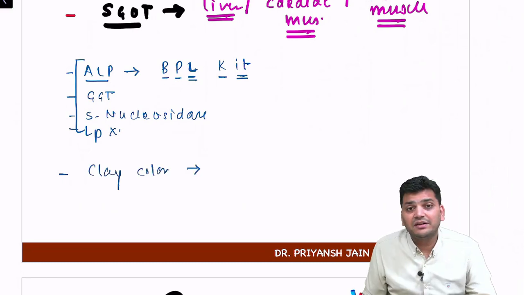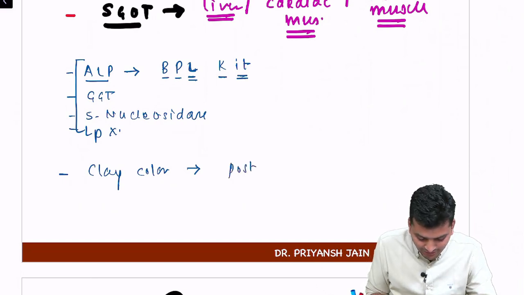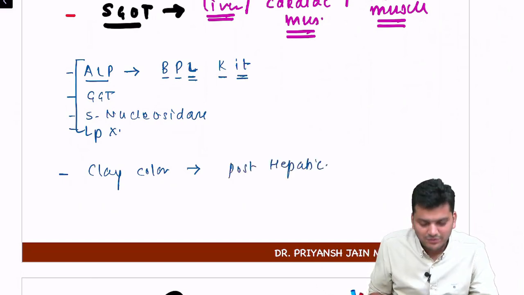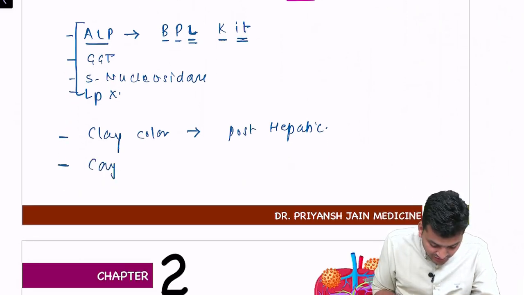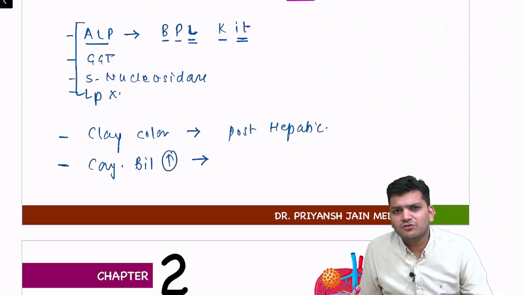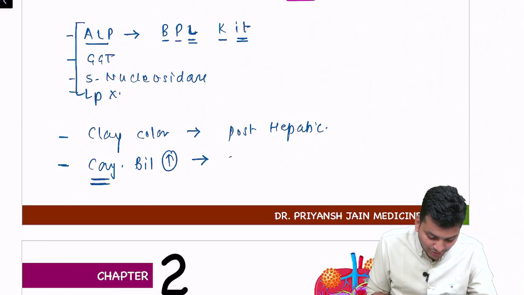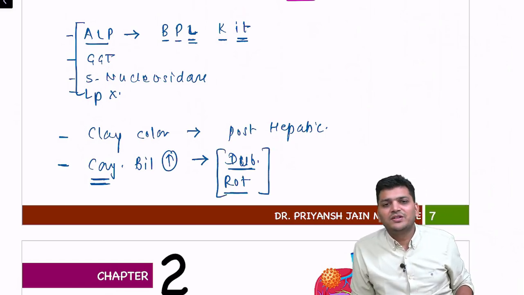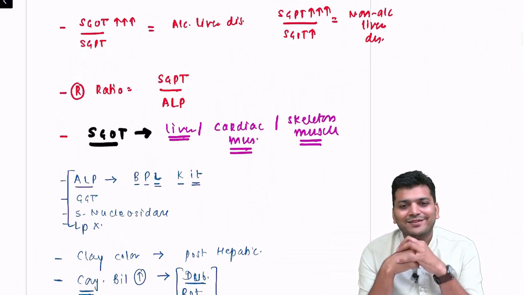The last, very important: clay colored stool. It is seen in which condition? Pre-hepatic, hepatic, post-hepatic? Yes, it is seen in post-hepatic jaundice. And yes, we have discussed in which condition there is going to be an increase in the conjugated bilirubin. Conjugated bilirubin will be increased in Dubin-Johnson, Rotor, not Crigler-Najjar or Gilbert. Yes, it is conjugation. Dubin-Johnson and Rotor. So these are the points to be remembered when it comes to the basic idea behind the liver function test. Right? Thank you.